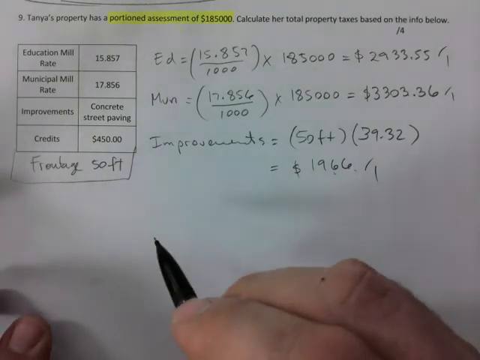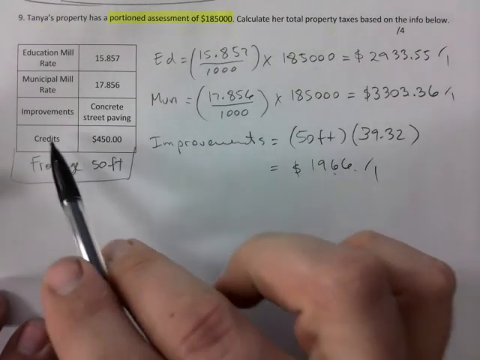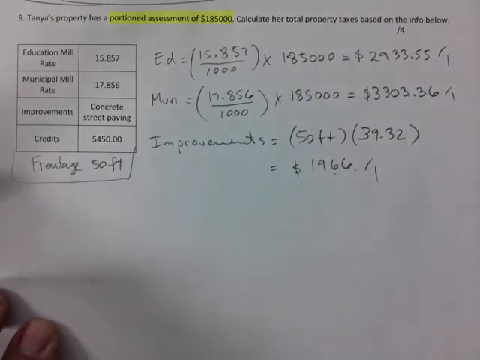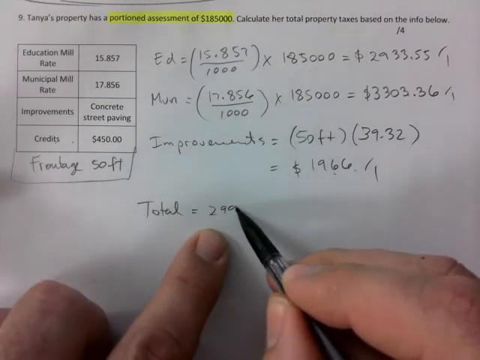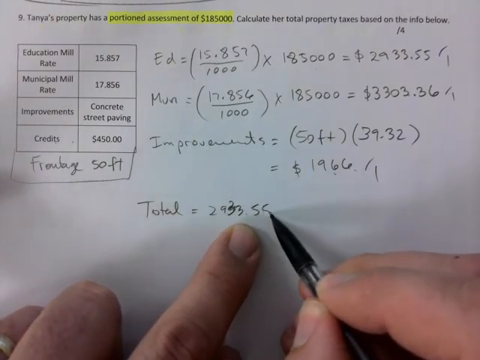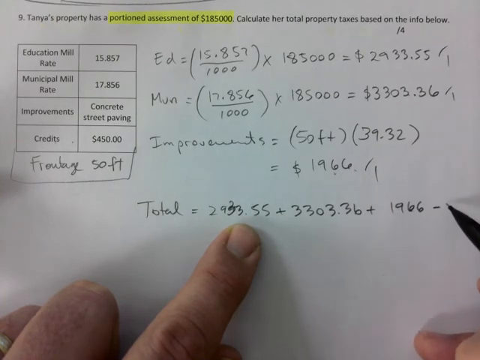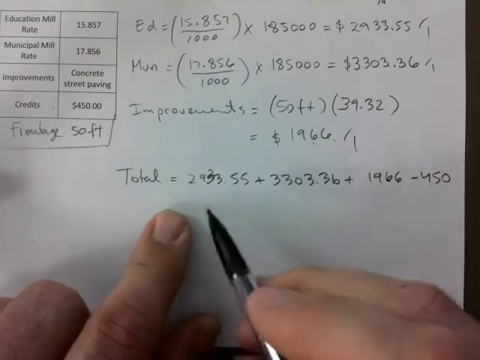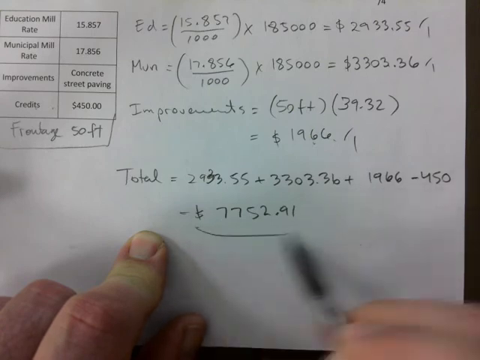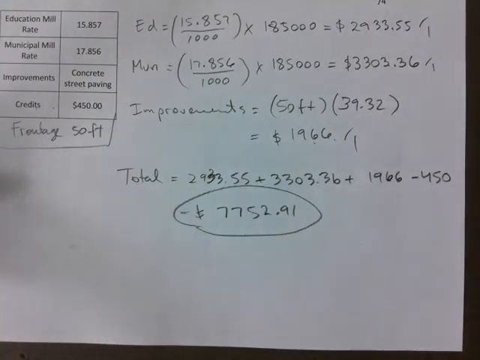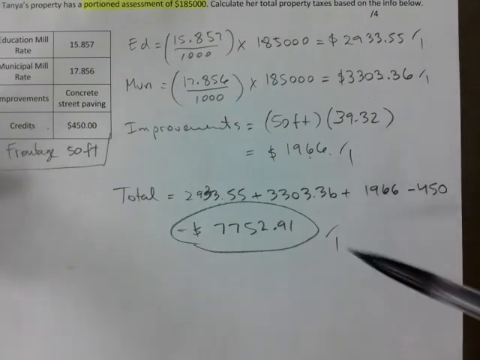And is there a credit on yours? Oh yeah, it's right here, sorry. I was looking at my old one, didn't have credit. So total would be 2933.55 plus 3303.36 plus 1966 minus 450. And that is 7,752.91. I would have a hard time with that bill. 1, 2, 3, 4. 4 marks.